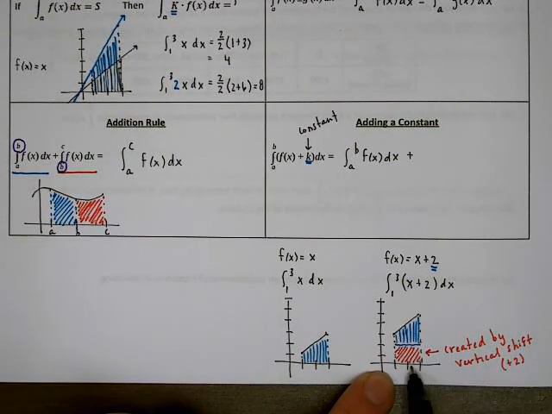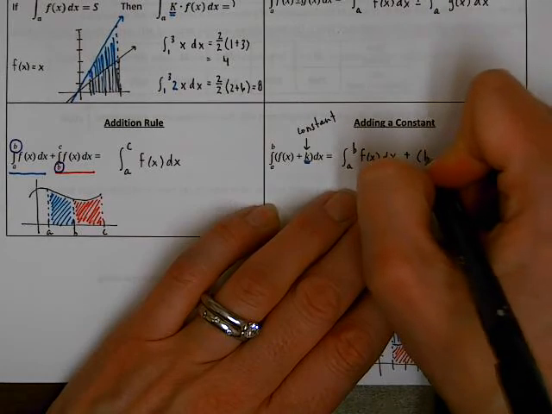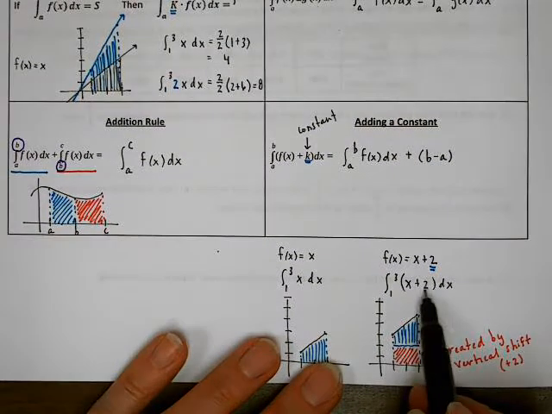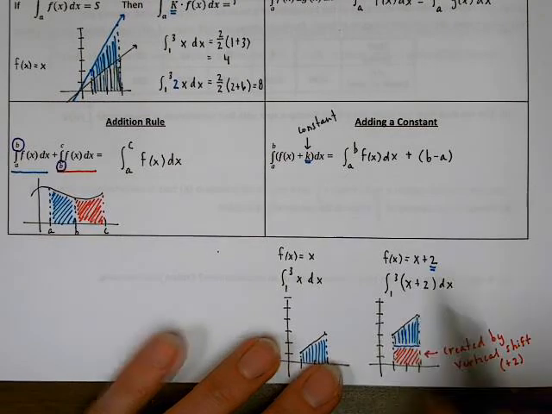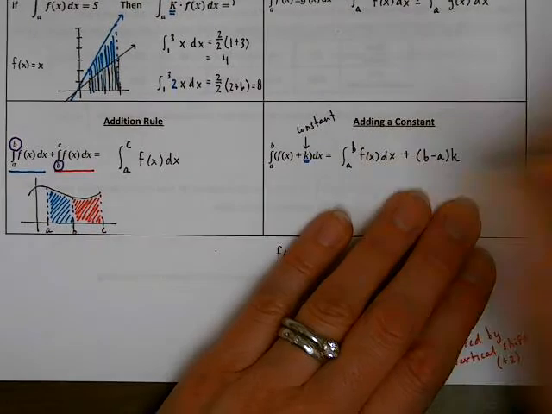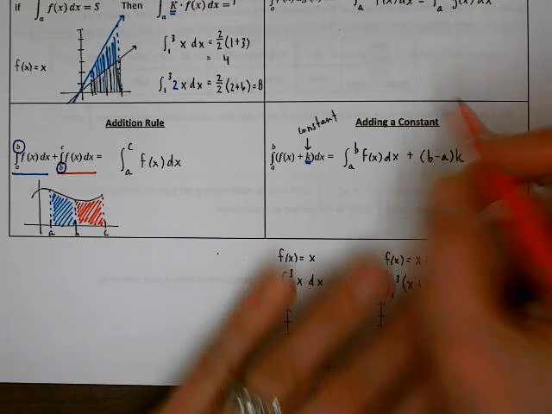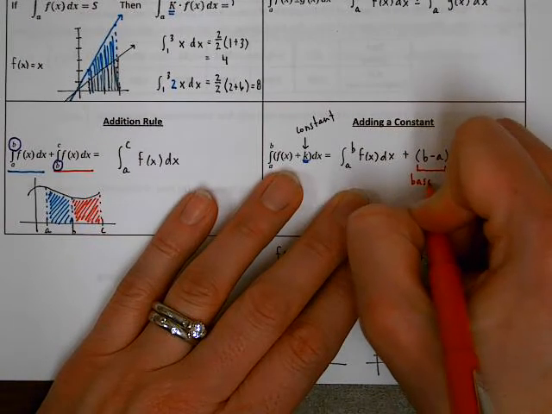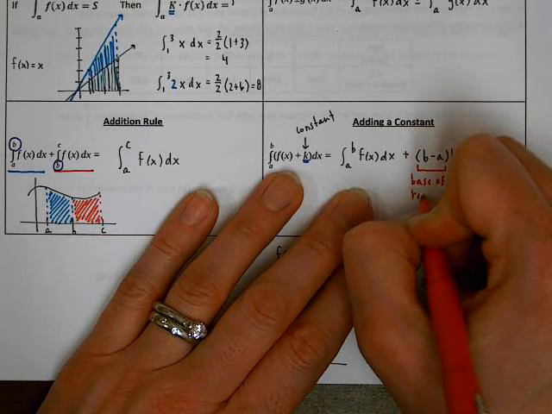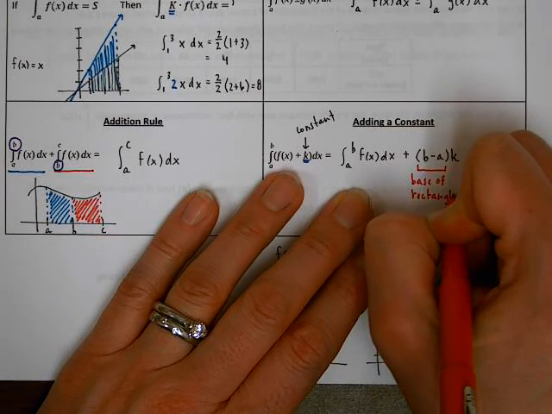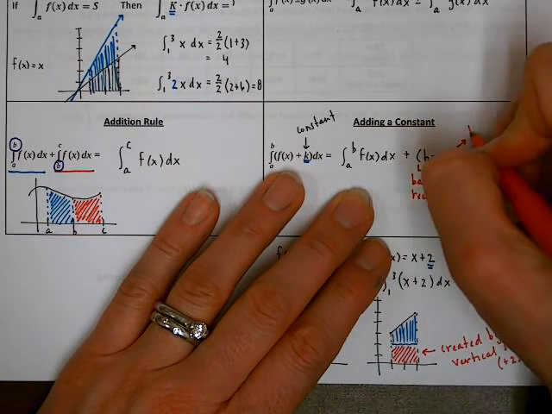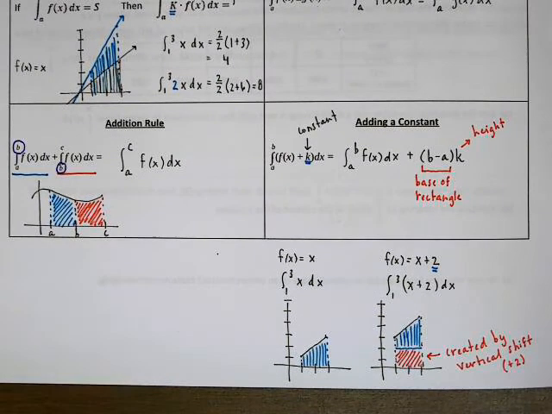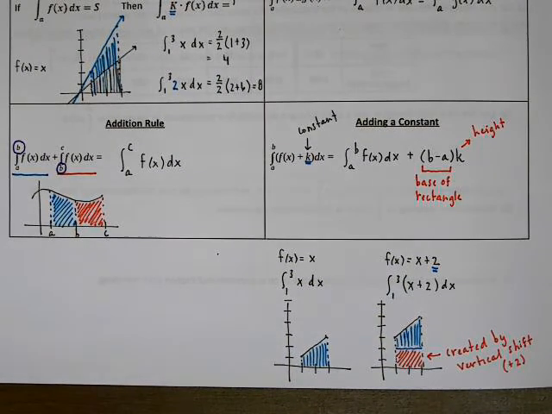3 minus 1 gave me 2. In general, the base of that rectangle is b minus a. And the height of that rectangle was the value of k, the value of that shift. So b minus a times k. And again, this is that red rectangle where this is the base of that rectangle and k would be the height. And I know this is probably the trickiest one to kind of get around, so we'll talk about that in class if you have questions.